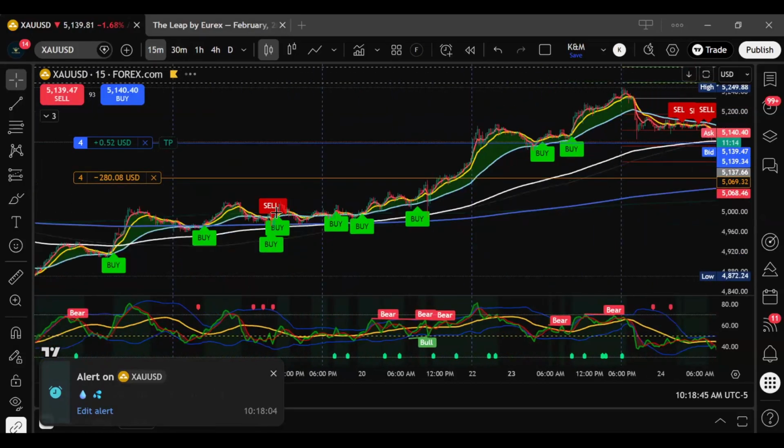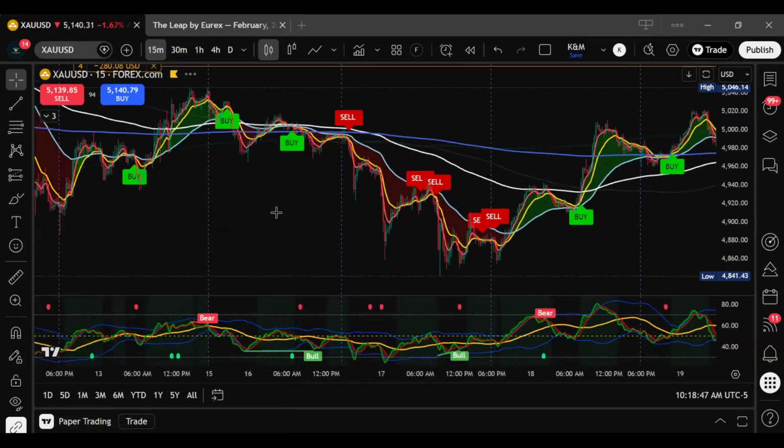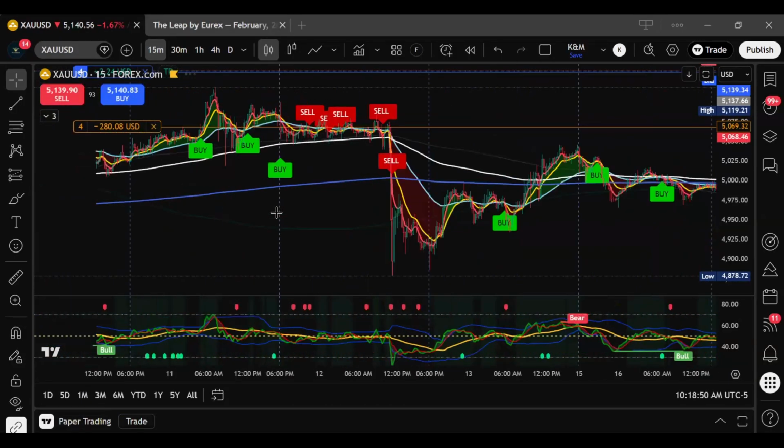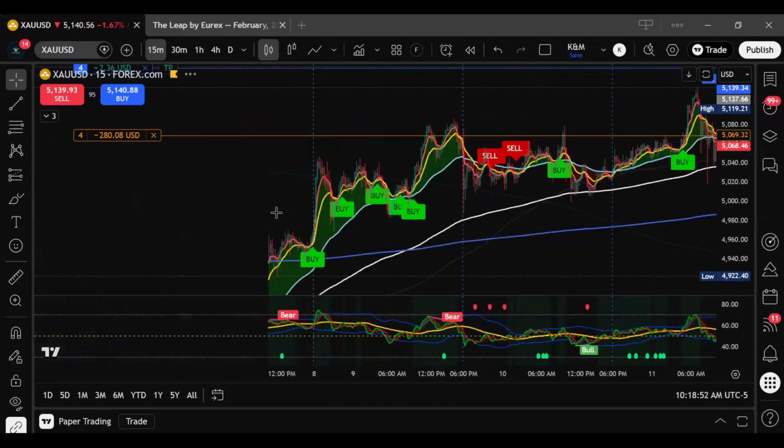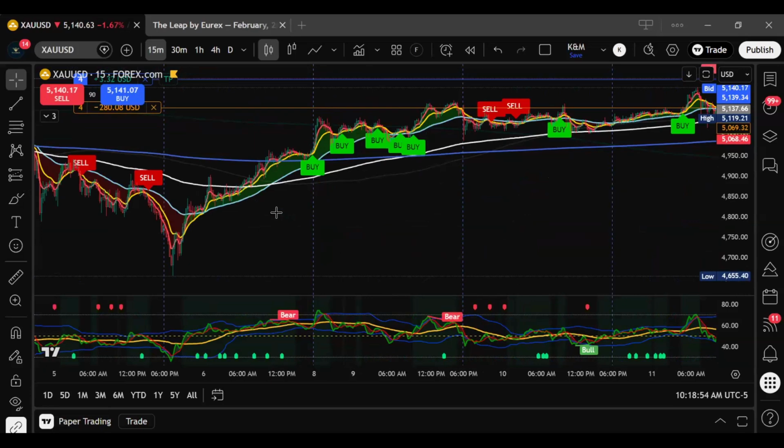So when I see sales and buys in different directions, I'm only going to take the ones going along with the hour chart. That's how I do it.